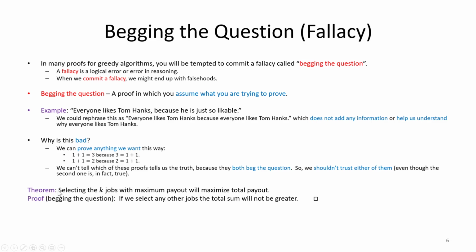So say we want to prove our theorem: selecting the K jobs with maximum payout will maximize total payout. Here's my proof, the begging the question proof. So I should have a big strike through this saying, this is bad, don't do it. But we're very tempted as students, but even as researchers, to do stuff like this. If we select any other jobs, the total sum will not be greater, or will be less, is usually what we're tempted to say, but that would technically be false.